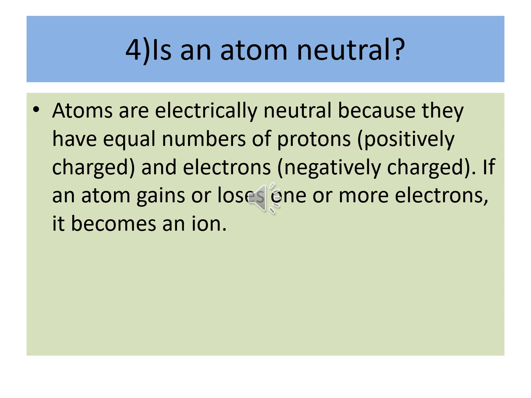Now, is an atom neutral? Right, the fourth question, is an atom neutral? Atoms are electrically neutral because they have equal numbers of protons, within the bracket positively charged, and electrons, within the bracket negatively charged. If an atom gains or loses one or more electrons, it becomes an ion.